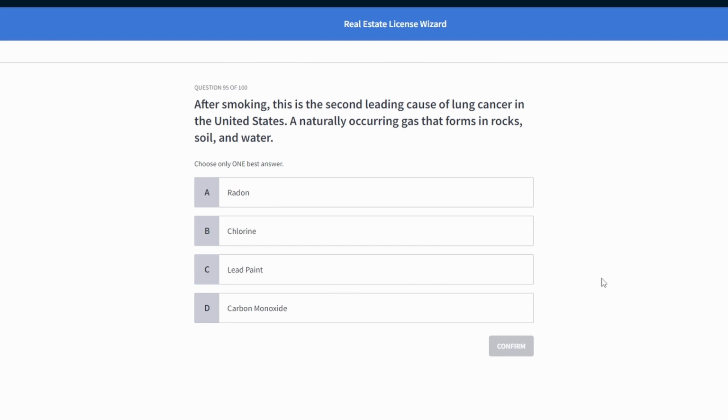Next one, 95. After smoking, this is the second leading cause of lung cancer in the United States, a naturally occurring gas that forms in rocks, soil, and water. A, radon, B, chlorine, C, lead paint, D, carbon monoxide. So take a moment to think about that one.